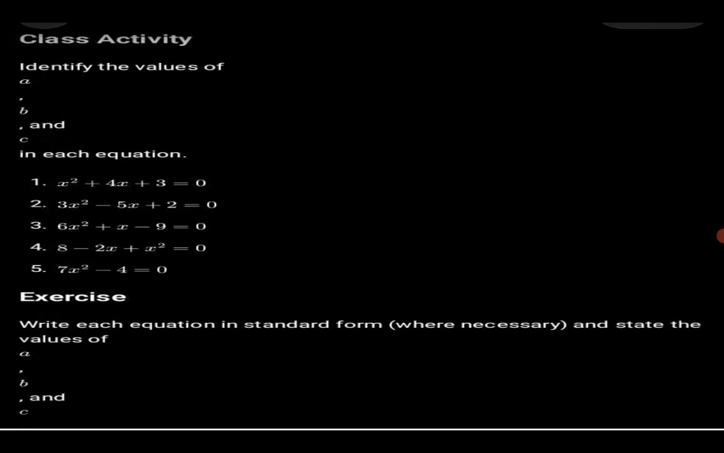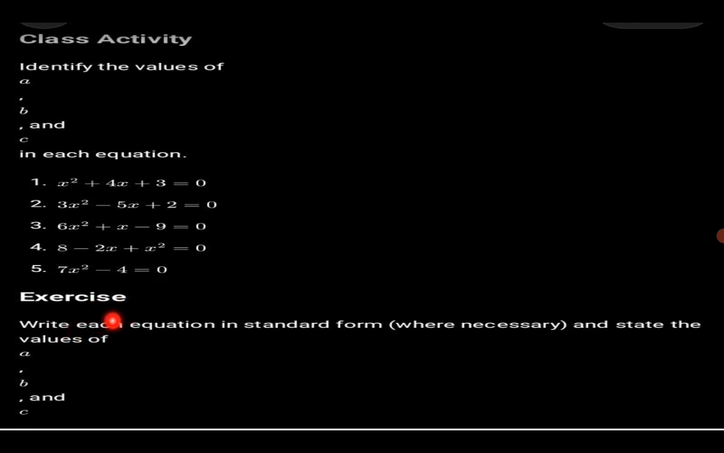Right, so for you, I'd like you to identify the values of a, b, and c in each of these equations. The first one is x squared plus 4x plus 3 equals 0. Then 2x squared minus 5x plus 2 equals 0. 6x squared plus x minus 9 equals 0. 8 minus 2x plus x squared equals 0. And 7x squared minus 4 equals 0.